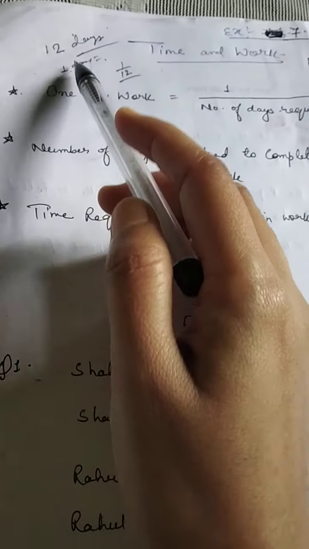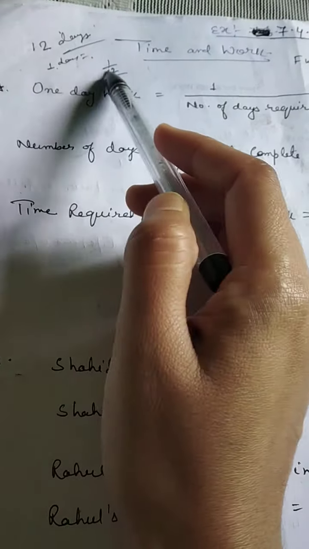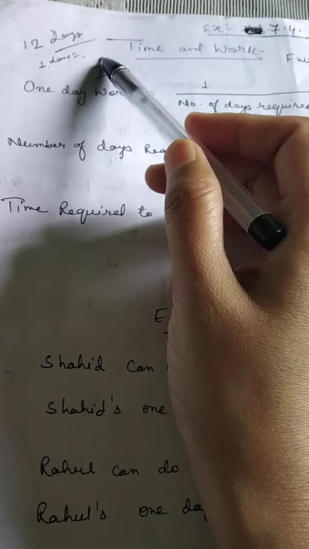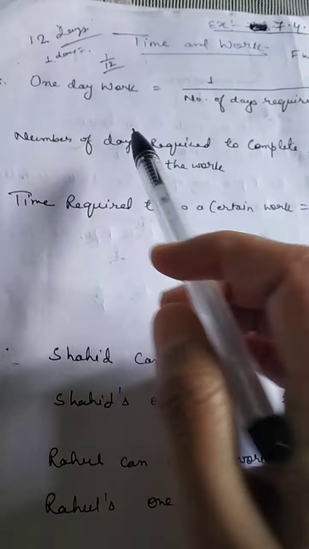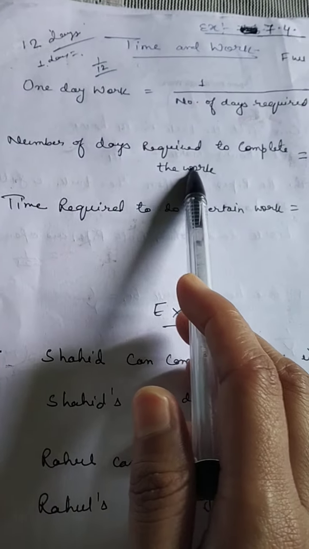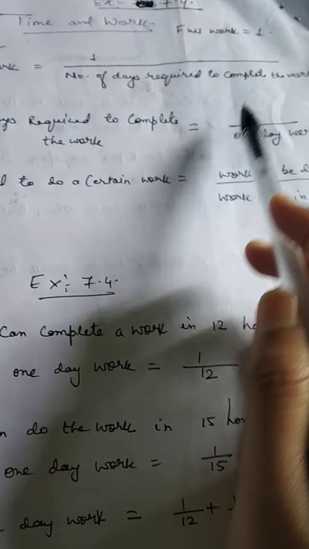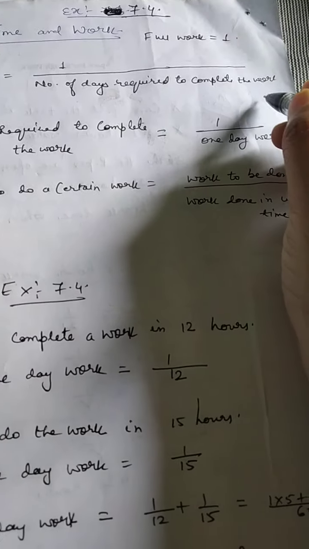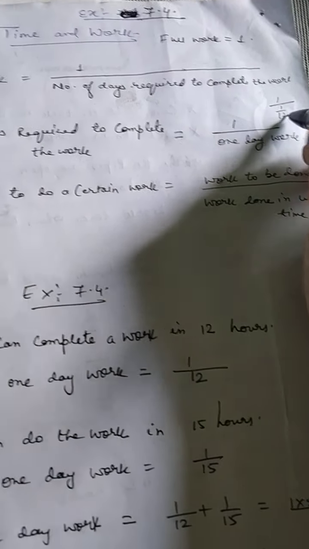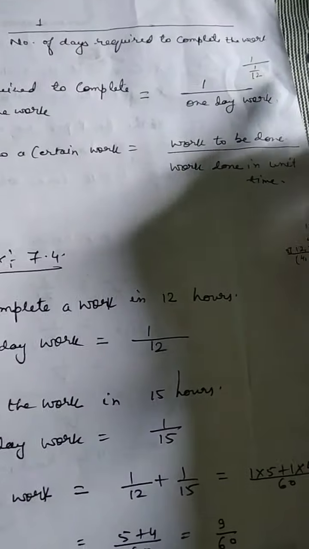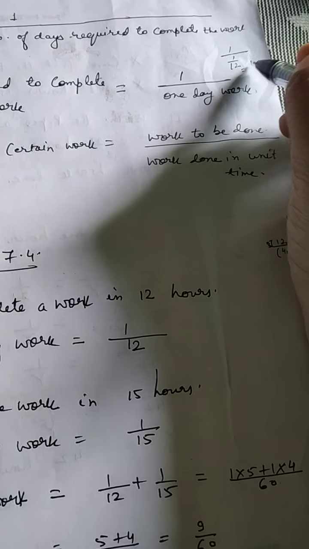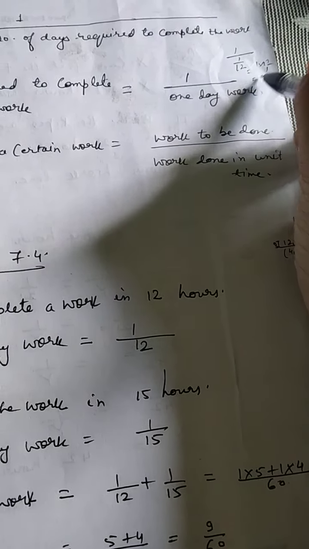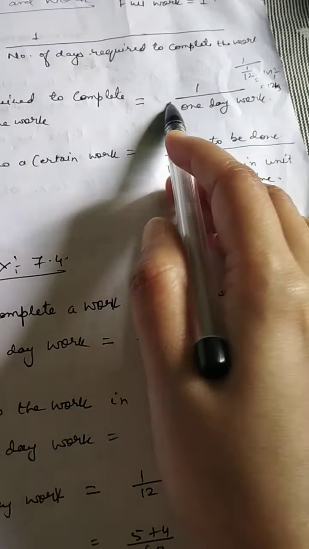So if you know the one day work, suppose 1 by 12 is the one day work, and you have to find out the number of days required, then it is equal to 1 by one day work, means 1 by 1 by 12. 1 by one day work is 1 by 12. So 1 by 1 by 12 means 1 into 12 by 1, which is equal to 12 days. The answer will be 12 days.